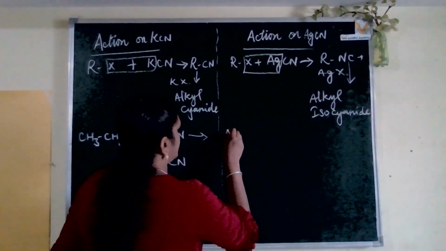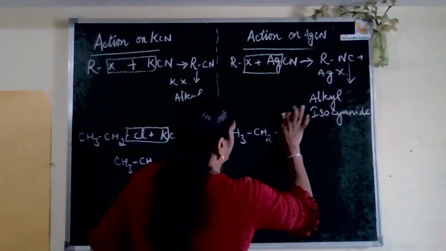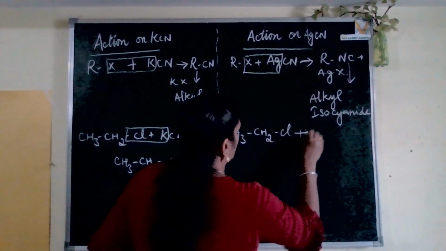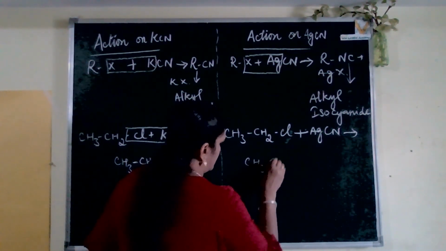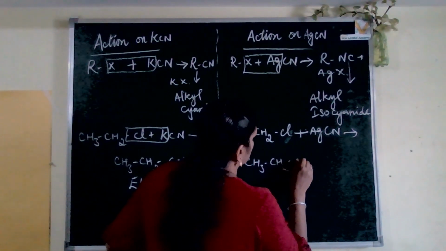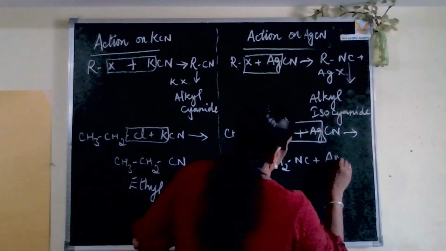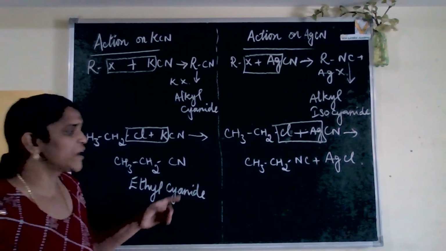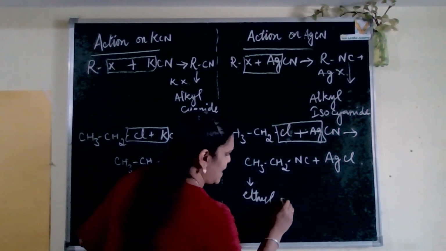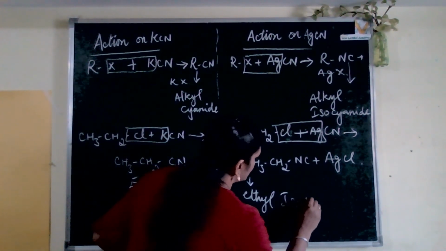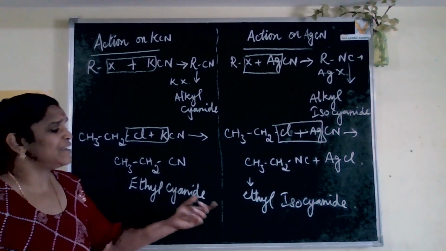But here, the same CH3CH2Cl combined with AgCN. What are you going to receive? CH3CH2NC. Very good, very good. I can hear your voice answering. Okay, plus AgCl. Now, come to this point here. Ethyl, come on, ethyl. Very good. Isocyanide.